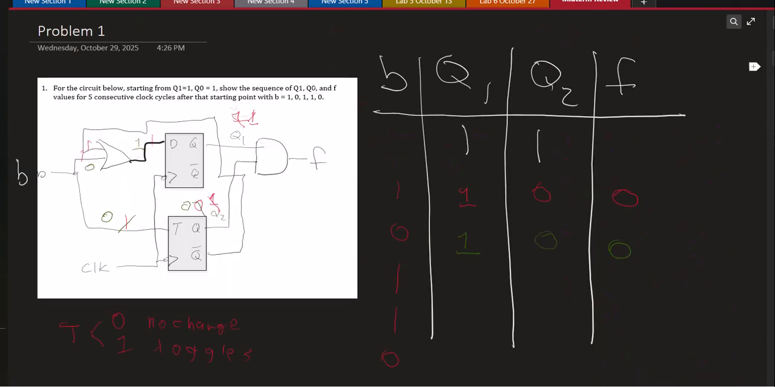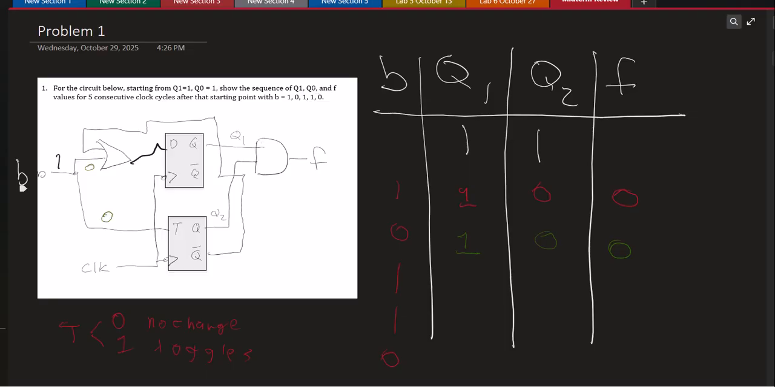Okay, so now on to our next input. So now we have B is equal to 1. So I'm going to erase the previous stuff that was on here. Q1 was 1.